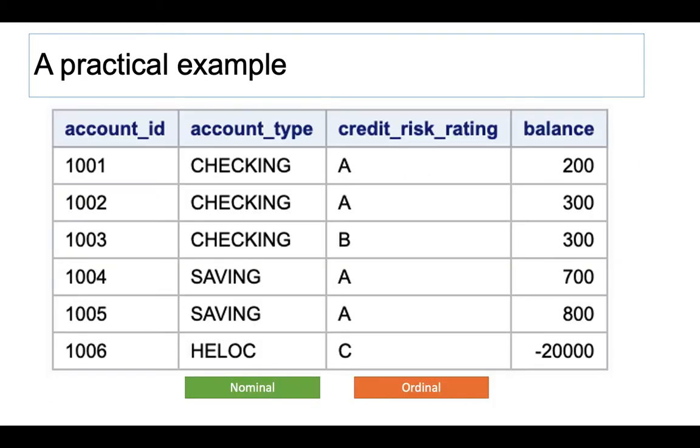So let me give you one example. In this data set, we have account ID, account type, and credit risk rating. I set account ID as a character data type, which is commonly used in the real world. We set that as a character because sometimes when you have an account ID, we want to append some zeros in the front.